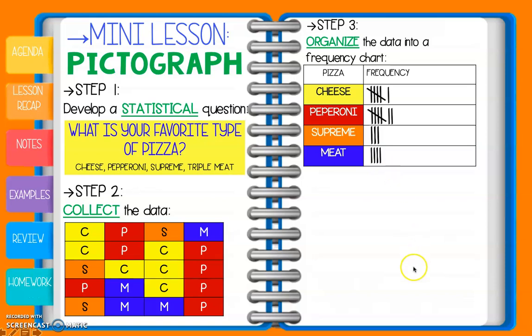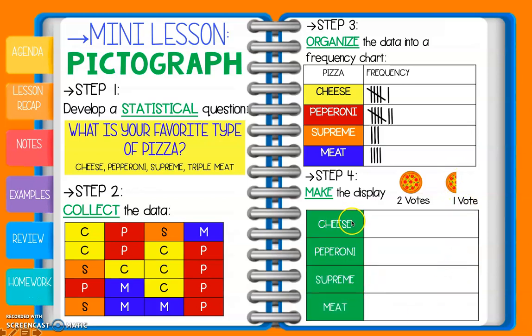Now, for our pictograph, we're going to make the display, and we have to use a key to help people know what our images represent. So we're going to use a whole pizza to represent 2 votes, and we're going to use a half of a pizza to represent 1 vote. And that way we don't have to draw like 7 pizzas. So a whole pizza represents 2 votes, and a half of a pizza represents 1 vote.